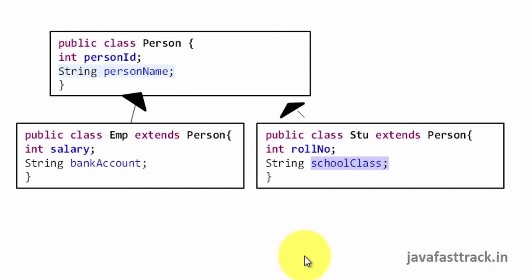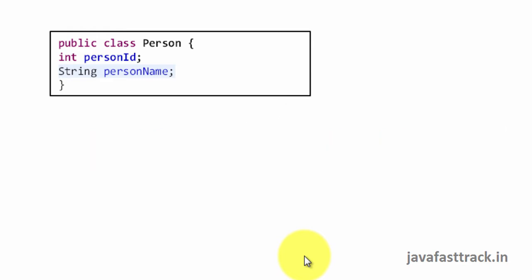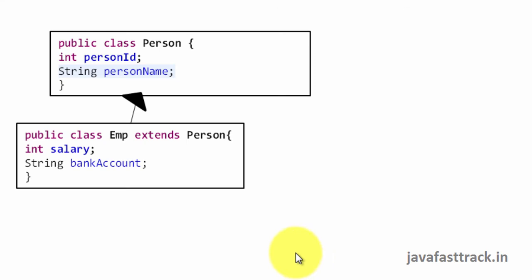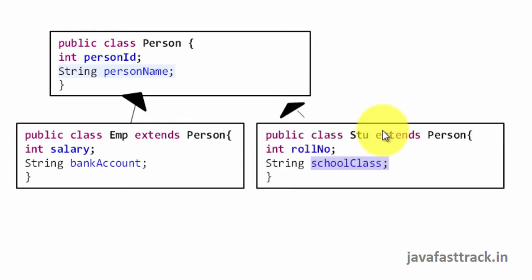This is the hierarchy what I am having now. The superclass is the person class with 2 fields, person ID and person name. We have employee class extending person class, it's a subclass. Another is student class extending person class, it's a subclass. This is the inheritance hierarchy what we have.